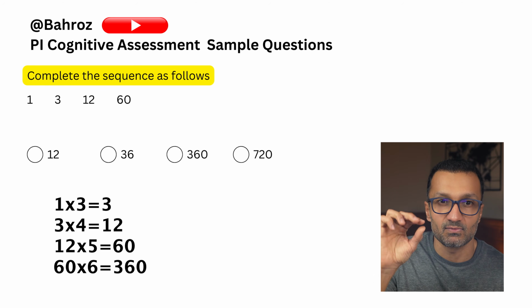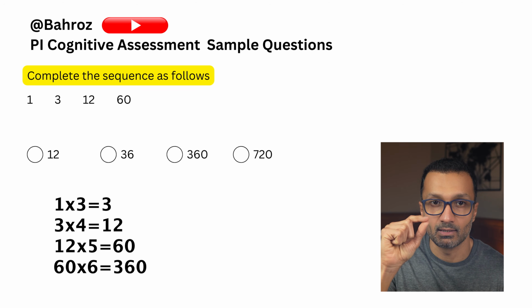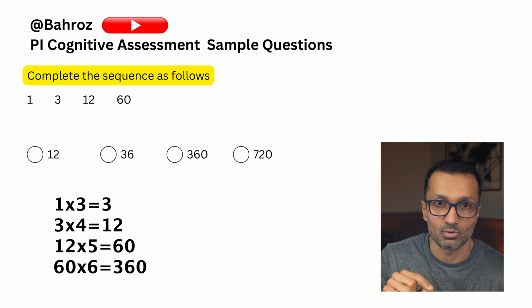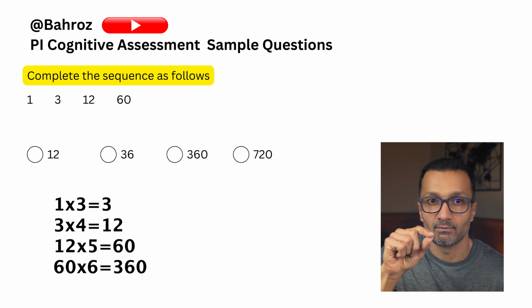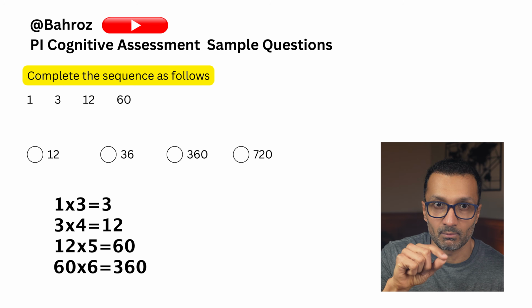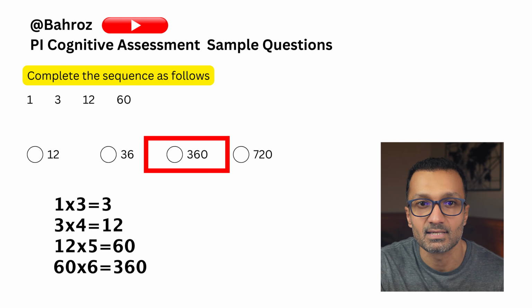So what is happening is we multiply the number by 3. Then whatever the answer is, we multiply it by 4, then we multiply that answer by 5, 6, and so on and so forth. So when we multiply it by 3, we get 3. When we multiply it by 4, we get 12. When we multiply it by 5, we get 60. When we multiply 60 by 6, we get 360. So 360 is our answer.